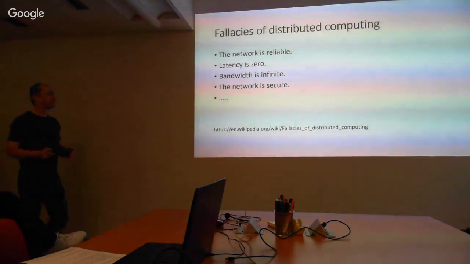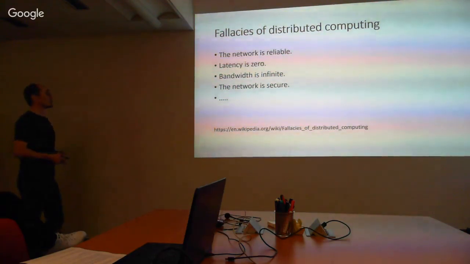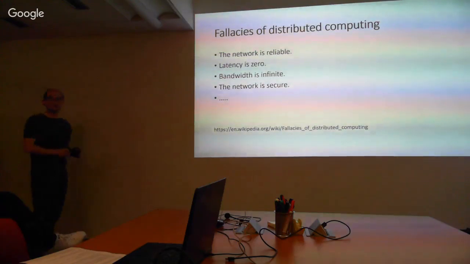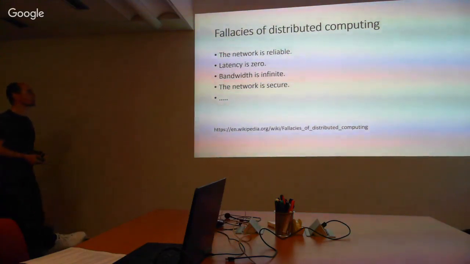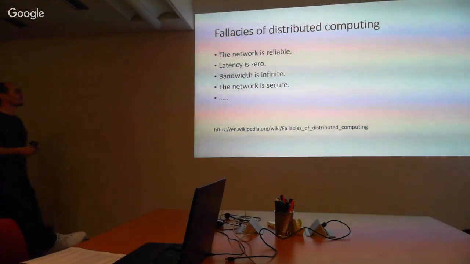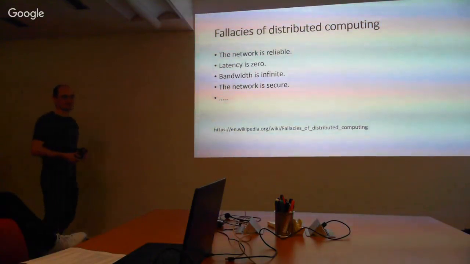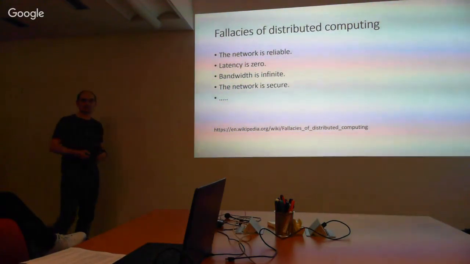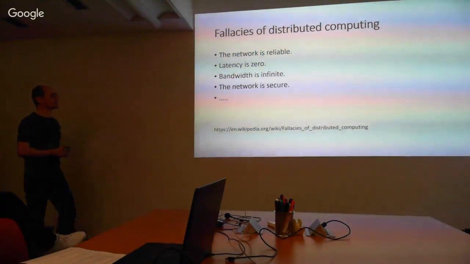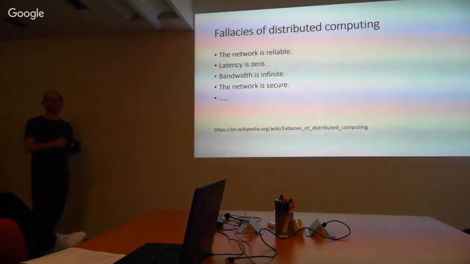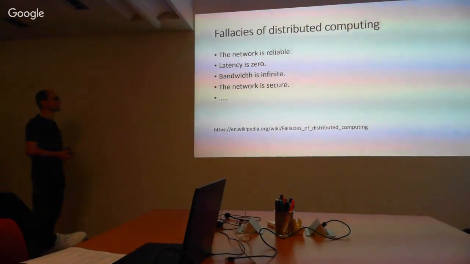Fallacy is false belief. And they apply to the most common mistakes people make when they come to microservices and don't have experience with them. So the first fallacy, or false belief, is that the network is reliable. The network is not reliable. You get packets lost. So the communication between the microservices is not 100% reliable, like you had when you had the in-process communication, right?